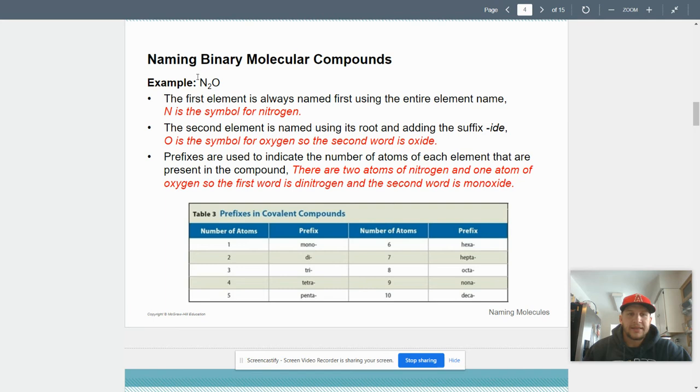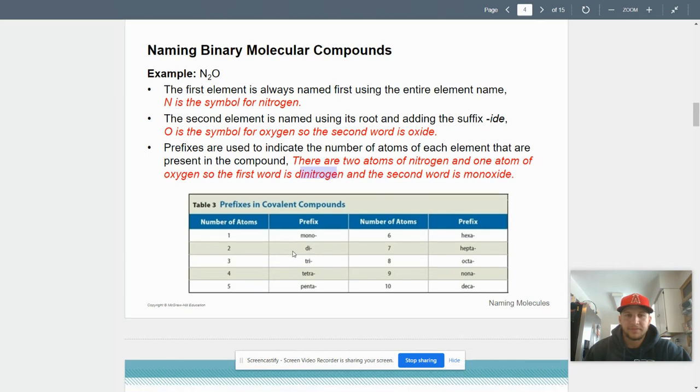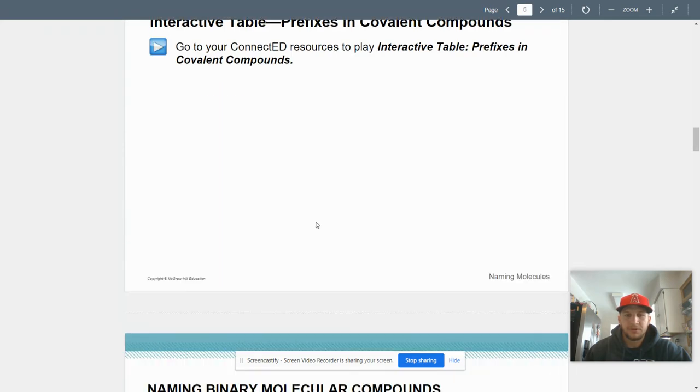So looking back at this compound right here, N2O, using these rules, we would name this. We have two nitrogens, so we'd be dinitrogen. And how many oxides? One. So the compound name here is dinitrogen monoxide. Okay, and that rule is going to follow through.